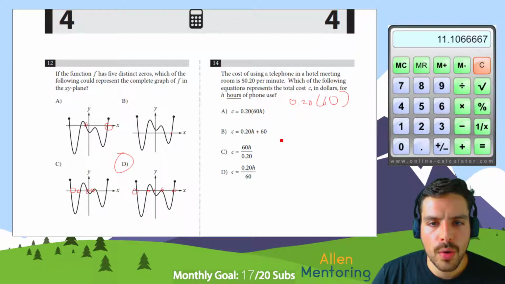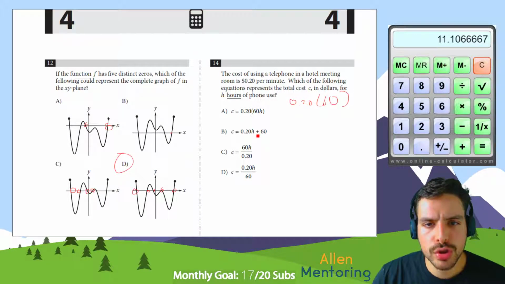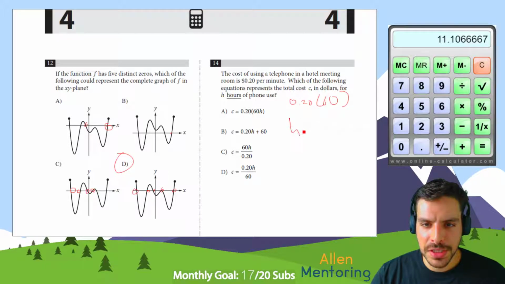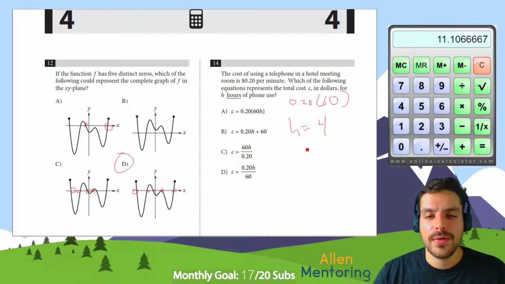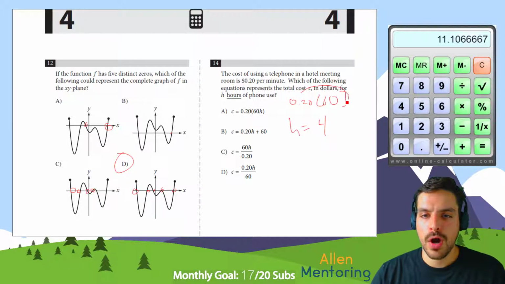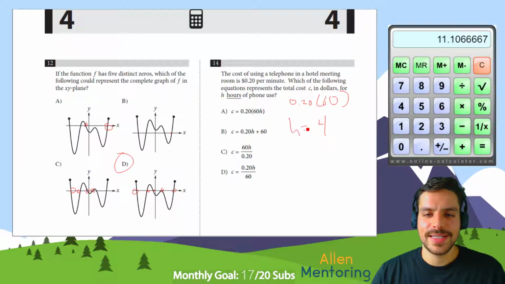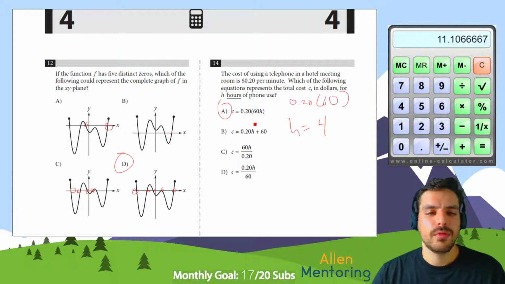So now we want to see 20 cents per minute. So let's say, for example, H is equal to 4 hours. How would we find out what the total cost is? Well, we would take those 4 hours and multiply it times whatever the cost is per hour, which is 20 cents times 60. So really, all we're doing is H times 20 cents times 60 minutes. And that is represented by A right here.